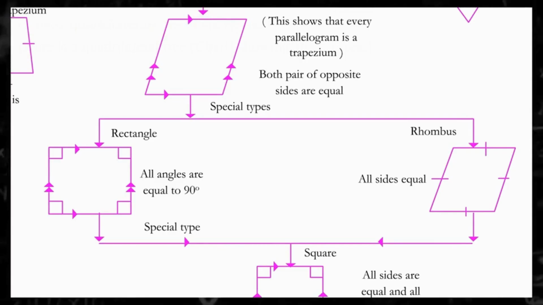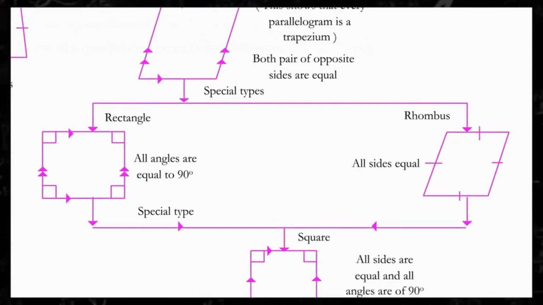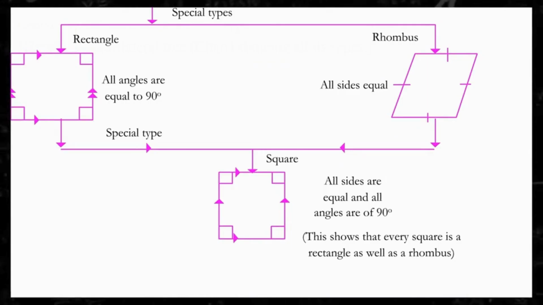Rectangle, all angles are equal to 90 degree. Rhombus, all sides equal. Special type: square. All sides are equal and all angles are of 90 degree. This shows that every square is a rectangle as well as a rhombus.